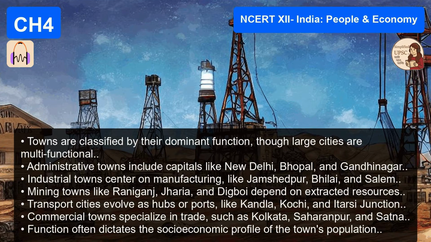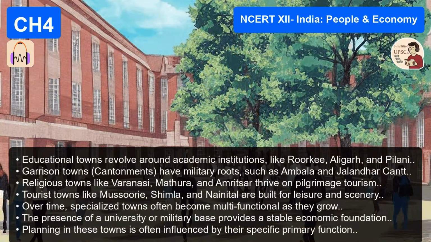Right, commercial towns. These are the traders. Kolkata, Saharanpur, Satna. These are historic market towns, centers of trade and commerce. Mining towns. These are extractive towns. Raniganj, Jharia, Digboi. These are often very tough places. The wealth comes directly from the ground, coal, oil. And once that resource runs out, these towns often face a serious crisis.